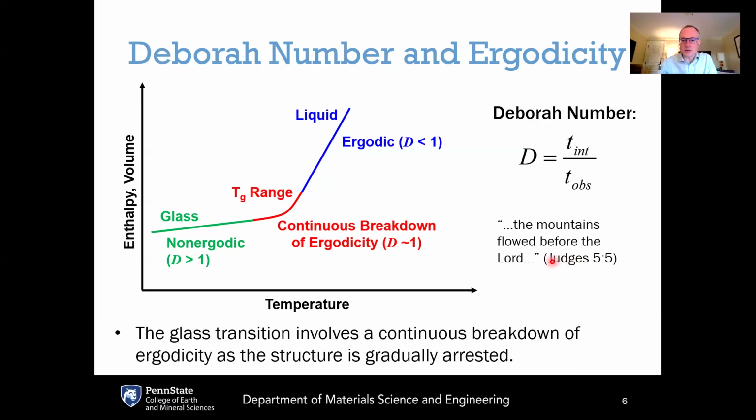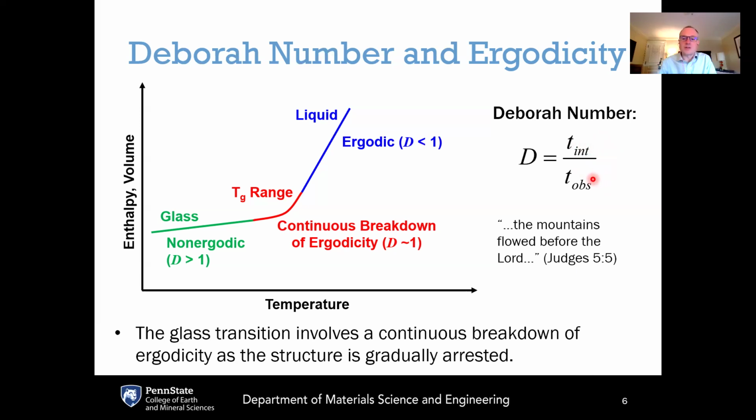However, if you were the Lord and could observe this on a geological timescale, you could see, in fact, that the mountains do flow. So the Deborah number, D, is defined as the ratio between the internal relaxation timescale of some process of interest over the external observation timescale. In other words, how long does it take for a process to occur divided by how much time do you actually have to observe it?